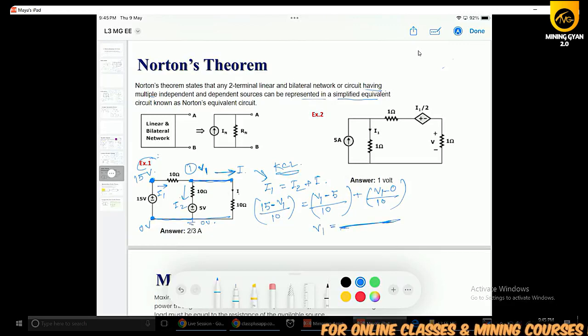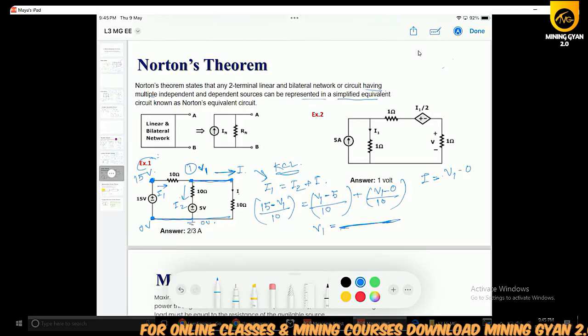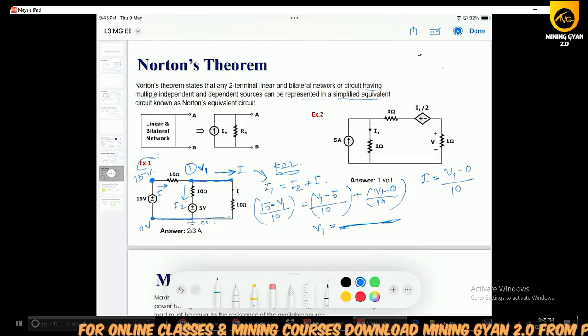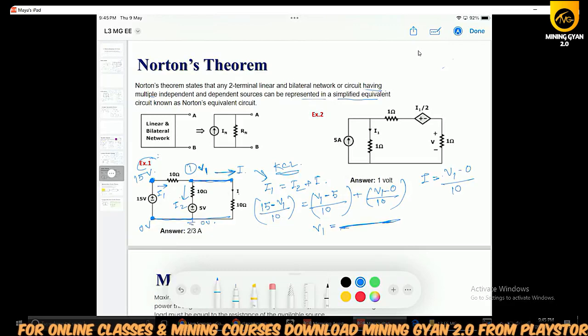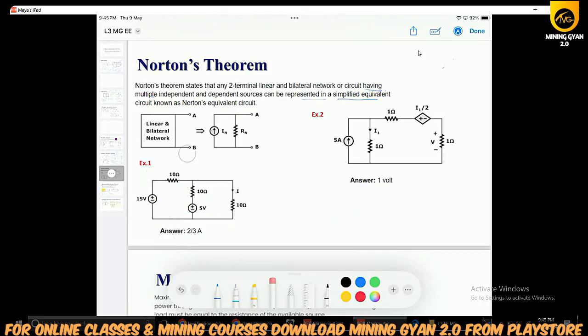Whenever you get your V1 value, then how to calculate I? I will be (V1 minus 0) divided by 10. So this is how you can calculate your I. So this is how you can apply your KCL or nodal analysis.